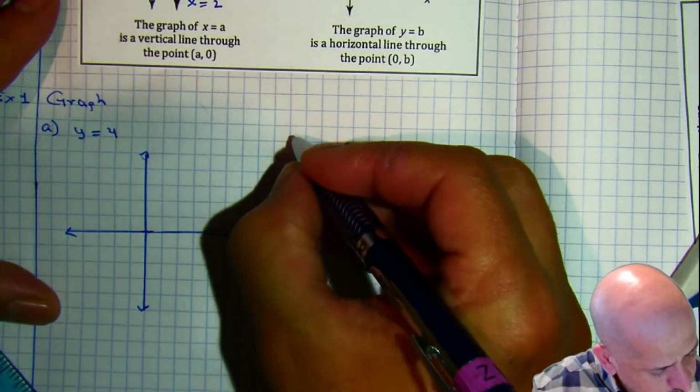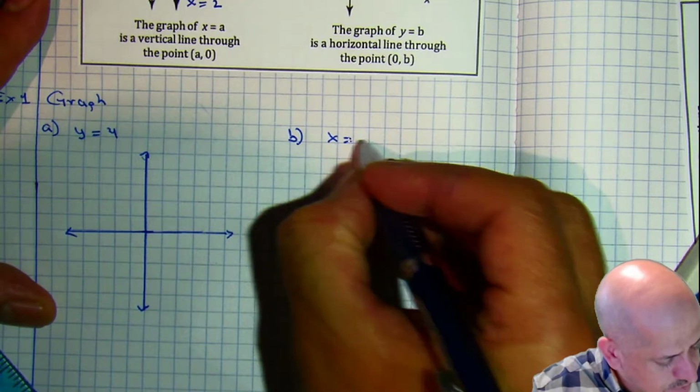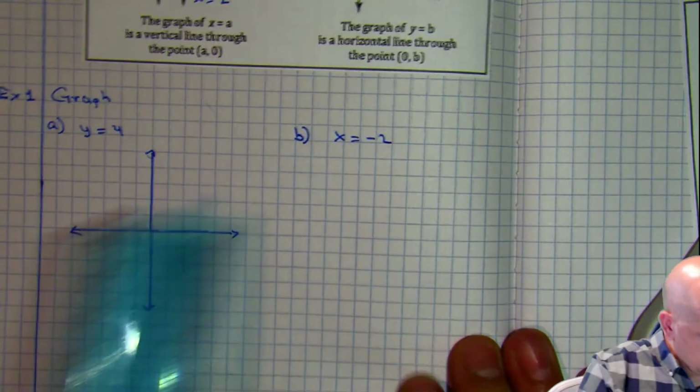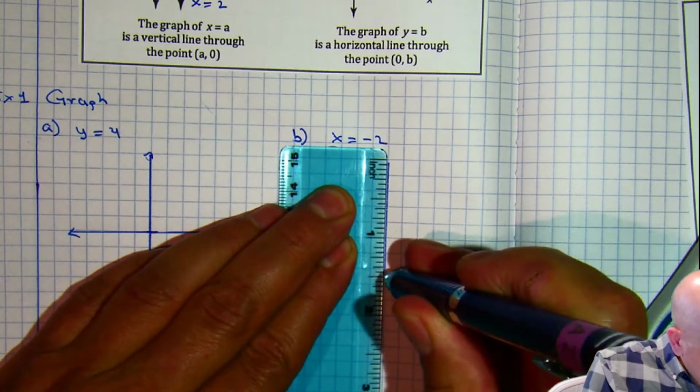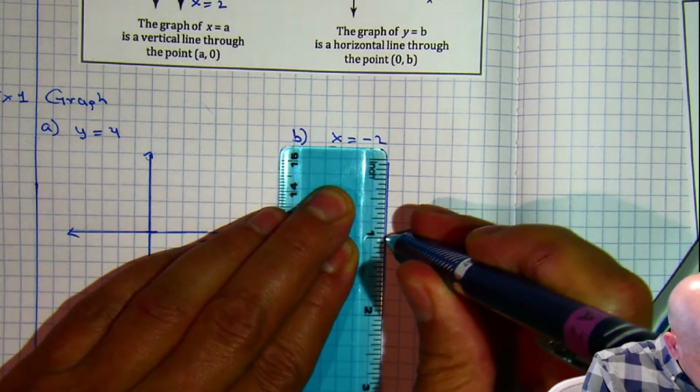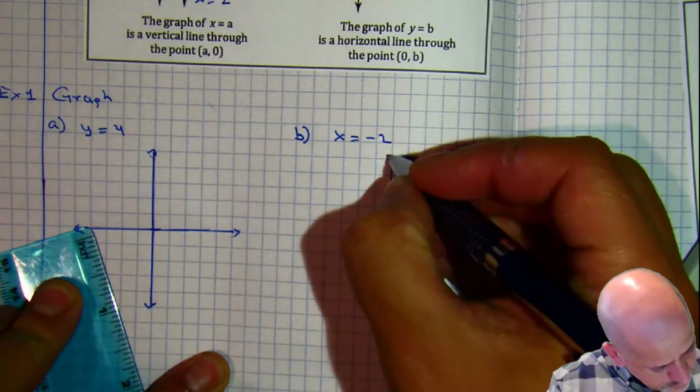And for letter B, we're going to do the same thing. For letter B, we have x equals negative 2. Once again, I'm going to make a 5 by 5 graph, 2, 4, 5, and make my arrows.